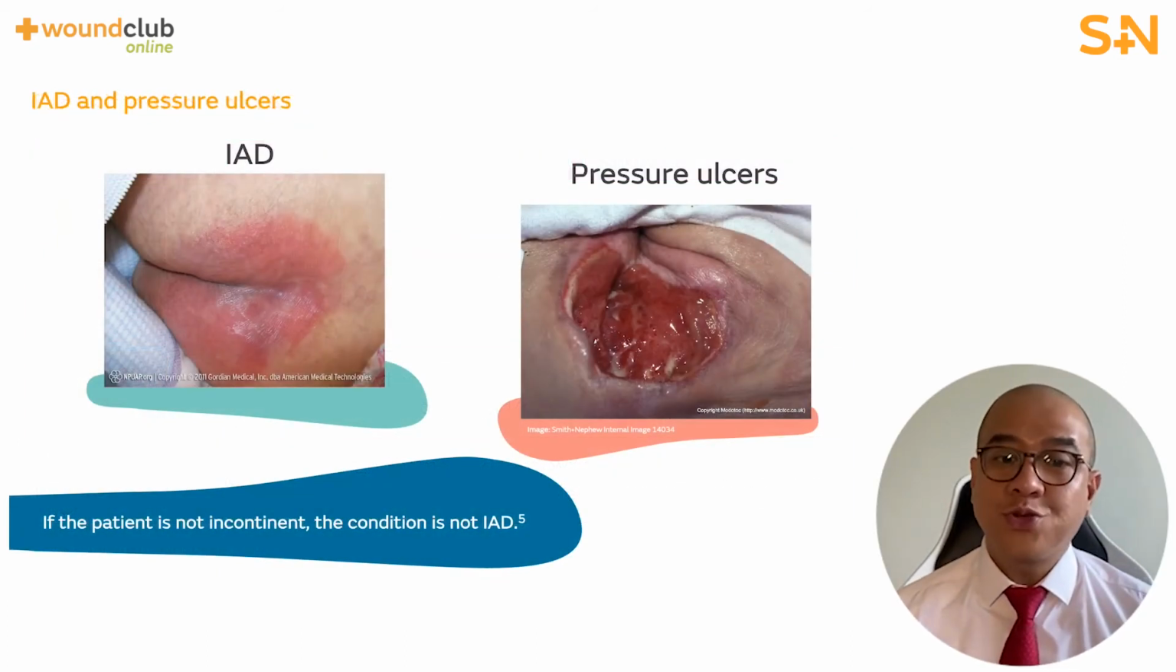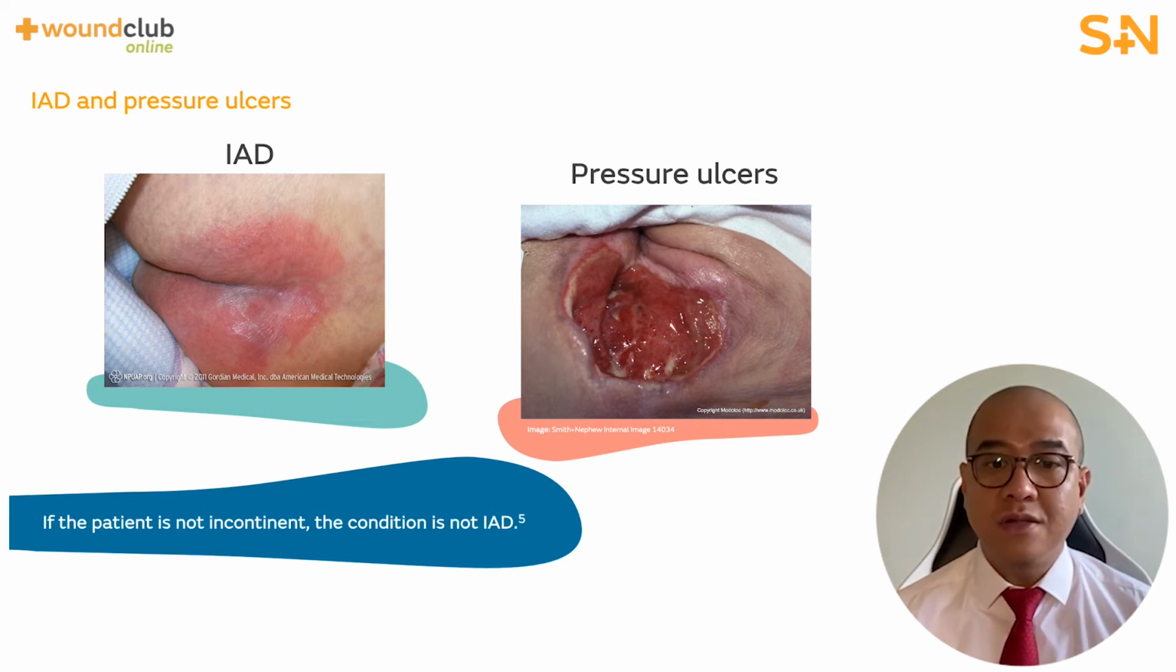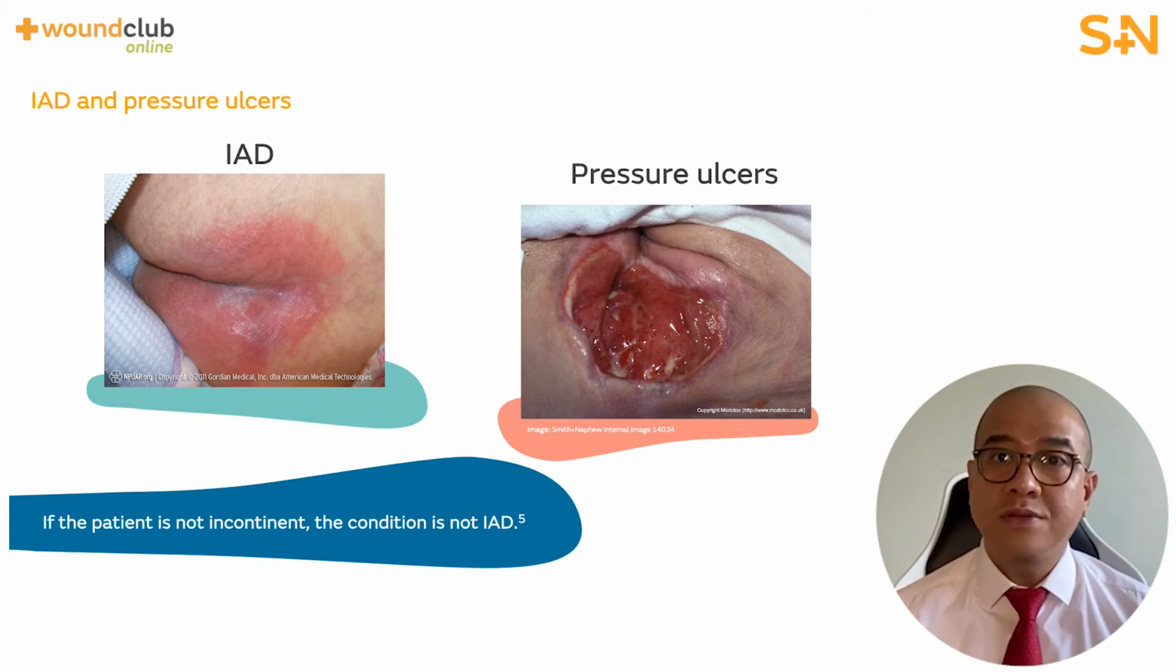Before we go into the treatment and management of IAD, we need to look into the differentiation between IAD and pressure ulcers. Although both these wound types can be closely linked, the management and treatment of them is completely different. It is often difficult for clinicians to correctly identify an IAD and to distinguish it from pressure ulcers. But the key point to note is that if the patient is not incontinent, the condition is not an IAD.